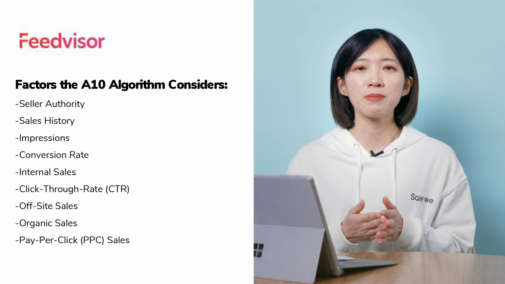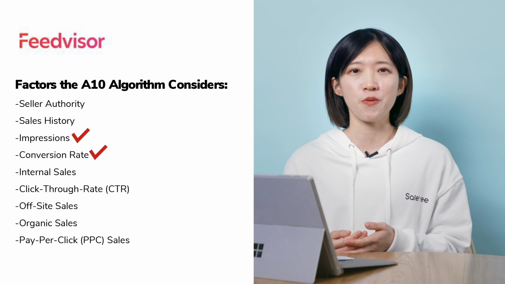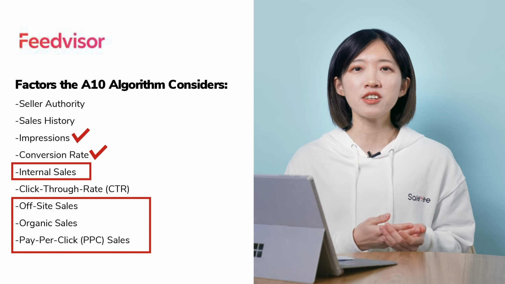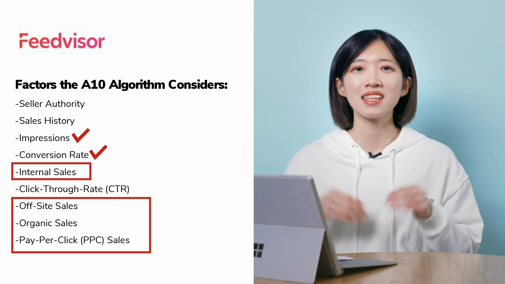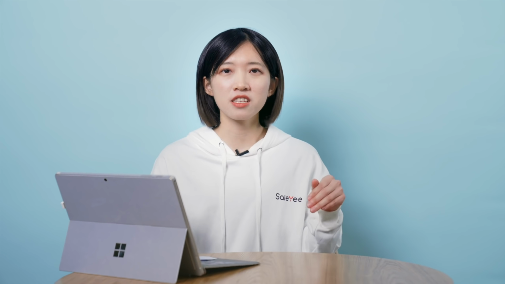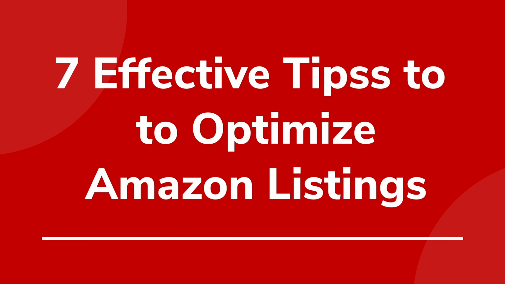Through listing optimization, you can get more impressions and boost conversion rates, which will contribute to better sales. In a word, listing optimization can help you to root A10 algorithm. After knowing all these above, let's dive into Amazon listing optimization. 7 tips to optimize Amazon product listings.